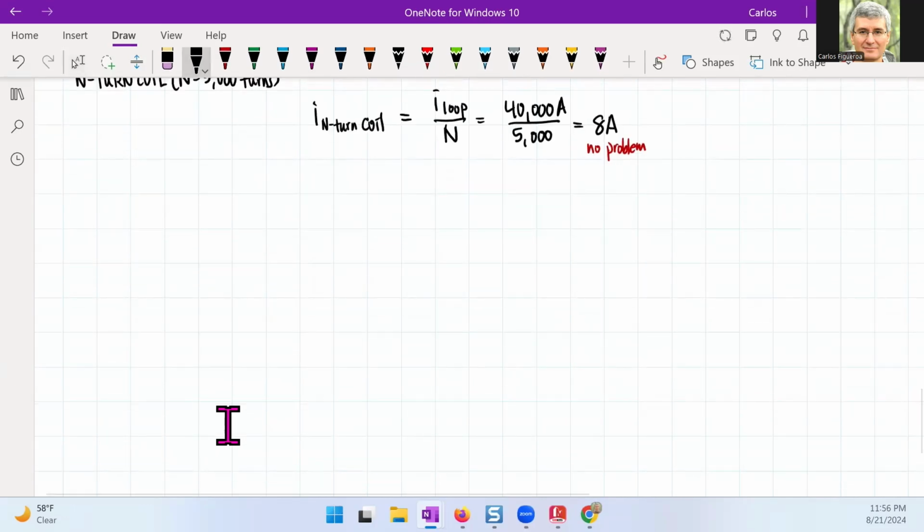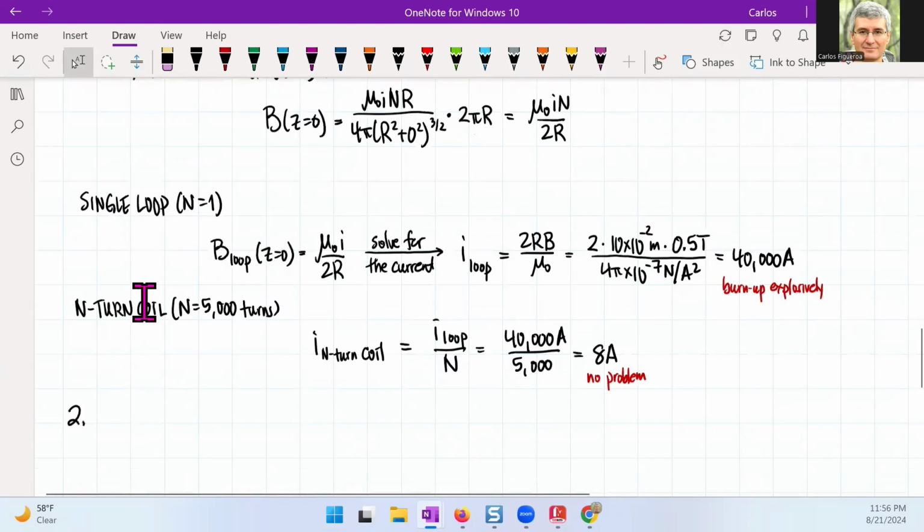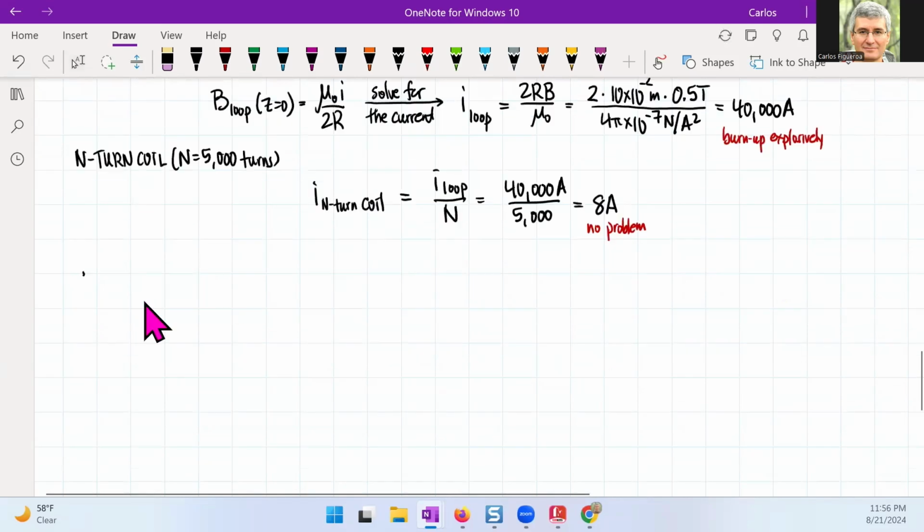Okay, so let's go to the third thing, the second thing that I wanted to say. Right, I think this is the second. I don't know what my numbering is. Nope, that's 2. So this should be 3.